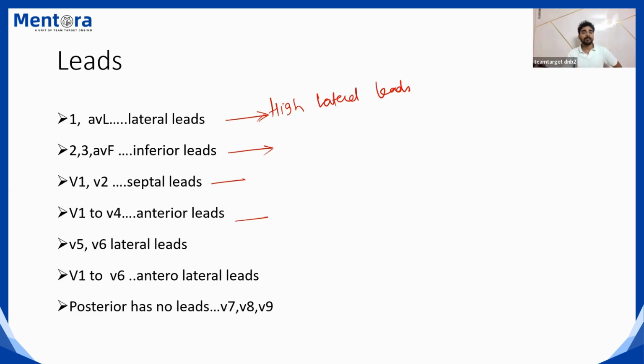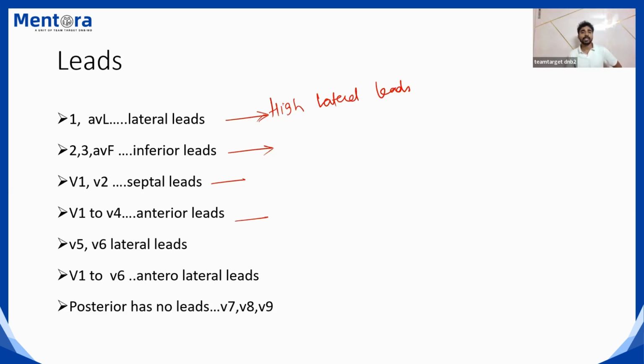If ST elevation is present only in 1 and AVL, you can say high lateral MI. If ST elevation is present in 2, 3 and AVF, you can say inferior MI. If only V1, V2, septal MI. V1 to V4, anterior MI. V1 to V6, anterolateral MI. And posterior MI is never seen on the routine ECG because we are keeping leads only anteriorly. The posterior part of the left ventricle is being missed.